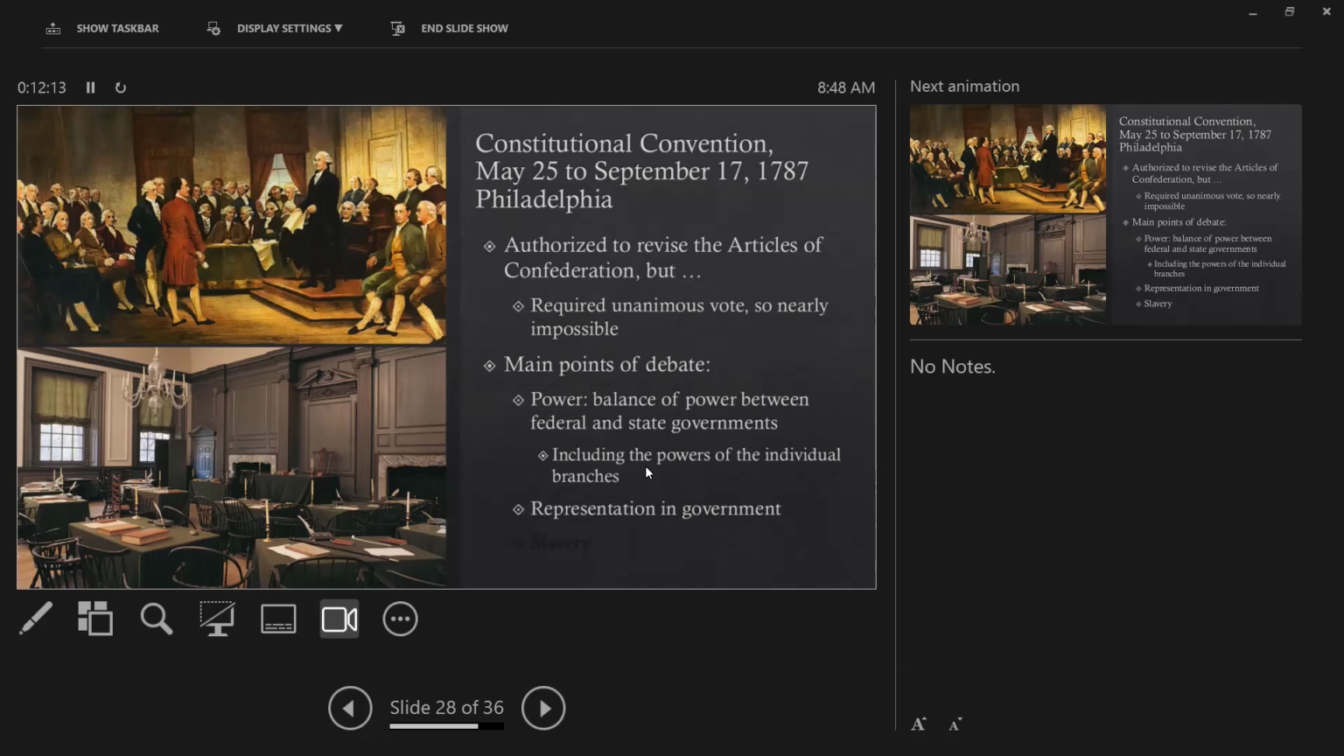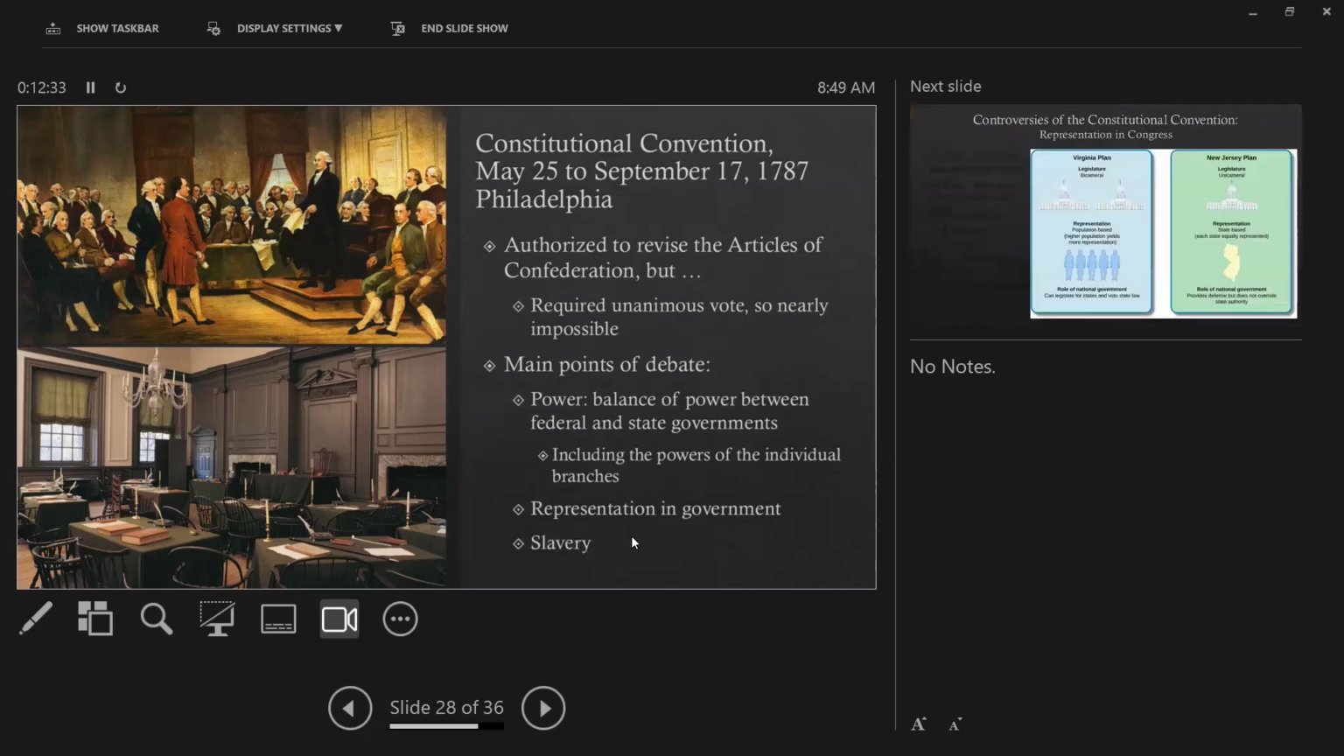There was also a good bit of debate over how representatives would be chosen for serving in the national government. How would we elect the president? How would we elect members of Congress? That debate was one of the biggest debates, along with power.